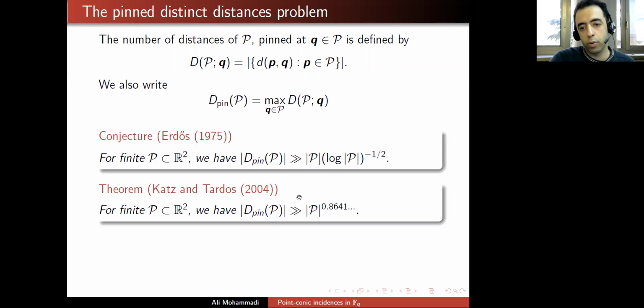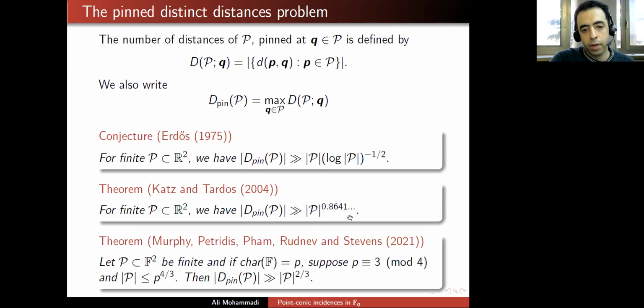This is largely open, and the best bound was from 2004, 0.86, by Katz and Erdős. Recently, Murphy et al. proved that if you work over arbitrary fields, and the proof also works for finite fields, then you get 2/3 for the pinned distances problem.